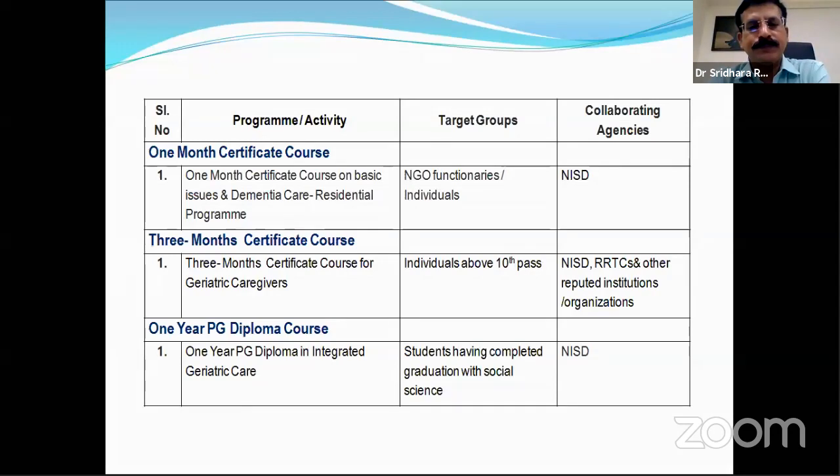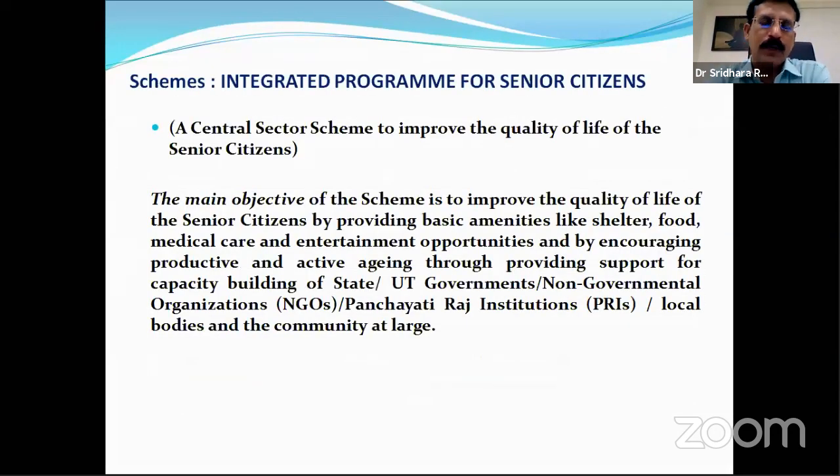Next, please. For this program, earlier we charged 3,000 rupees. Now we are charging 15,000 rupees because now we are affiliated with TISS. We want to conduct standard examinations and assessment. That's why we hiked the fees.